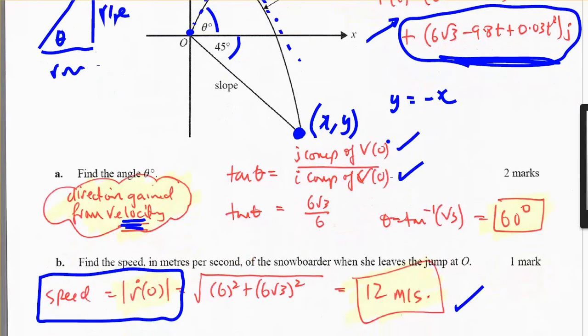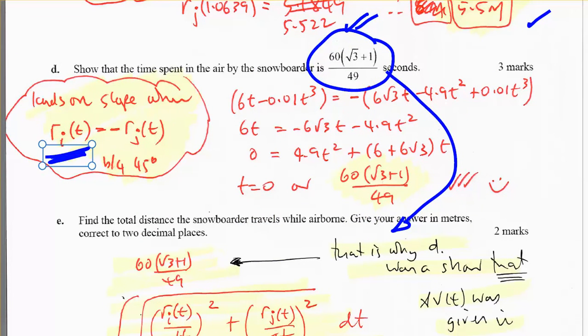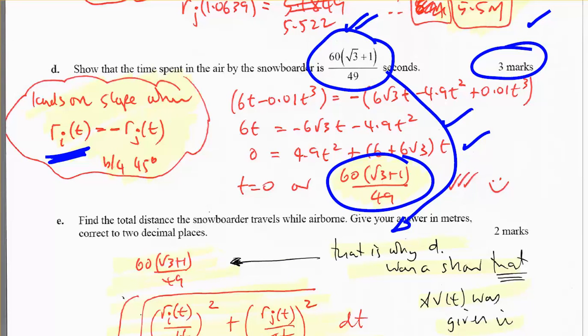Therefore, I'd like to make the i component of position equal to the negative j component of position. So I've made the i component of the original position vector equal to the negative j component. It's 3 marks, so write a few lines, but I got to this on my calculator solving for t.